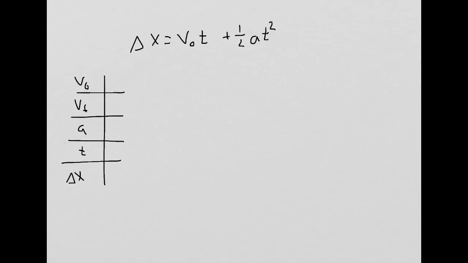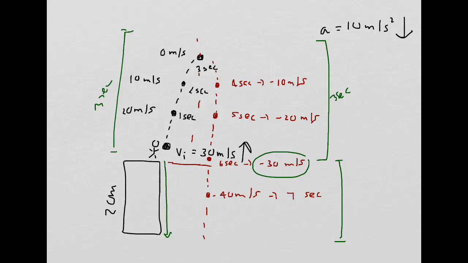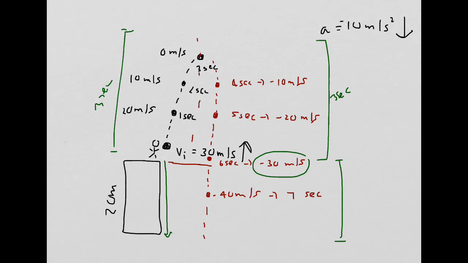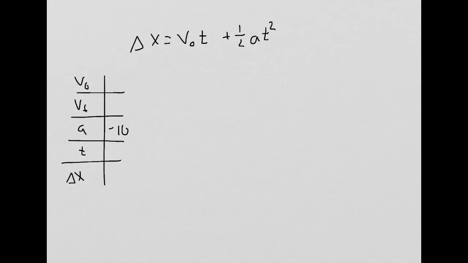Okay, so we defined the downwards position as negative. So we're saying that acceleration is negative, so that's negative 10. The initial velocity, because we're really just looking at from this point right here, down, so we're basically ignoring all of this. We're just looking at right here. That velocity is negative 30 meters per second.